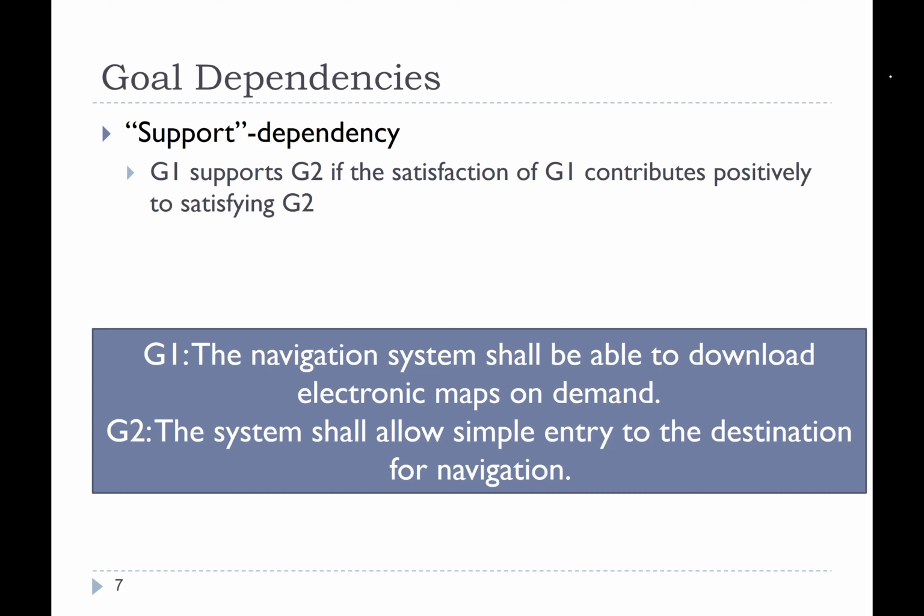So G1: the navigation system shall be able to download electronic maps on demand. G2 says that the system shall allow simple entry of the destination for navigation. Now, I could have done G2 in a different way had G1 not been available. But with G1 being available, it made my life a little bit easier. Since I'm able to download maps on demand, I can do a simple entry and it can just figure it out on its own. It's actually sort of like what we have with Google Maps nowadays.